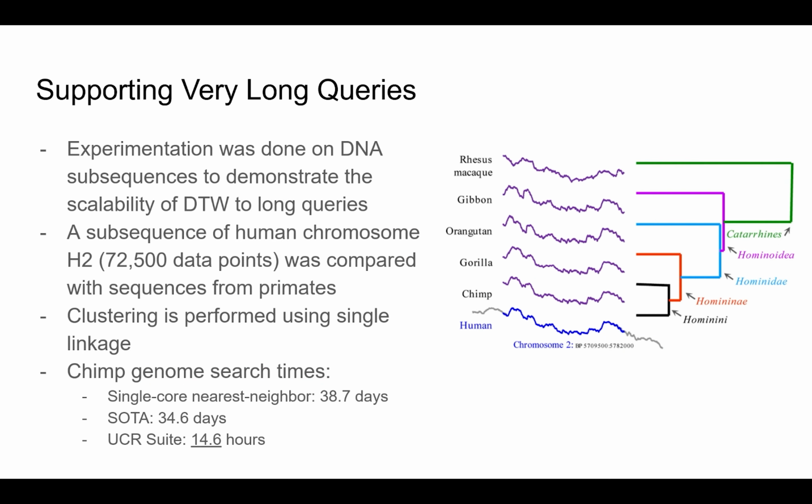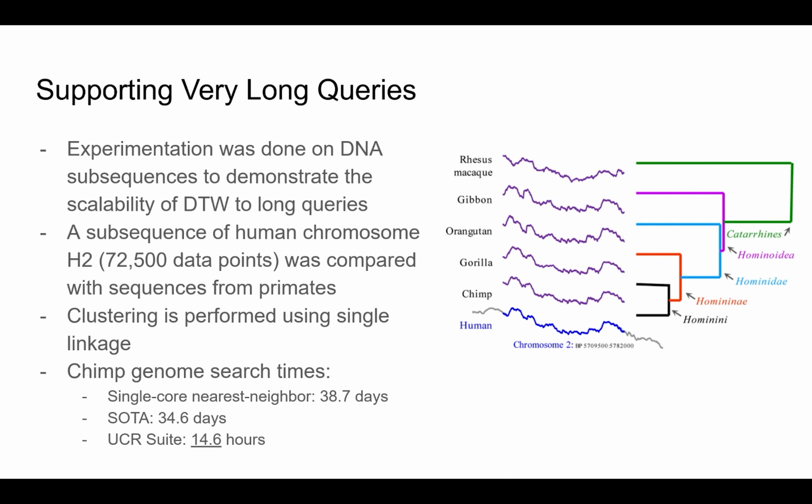Most previous work in this field is focused on shorter queries that are less than 1024 data points long. Using an experiment done on DNA subsequences which have been converted to a time series, the scalability of DTW to long queries can be demonstrated. Human chromosome H2 with 72,500 data points was compared with DNA sequences from primates. Clustering was done using single linkage, and the resulting clustering gave the correct dendrogram of primates.